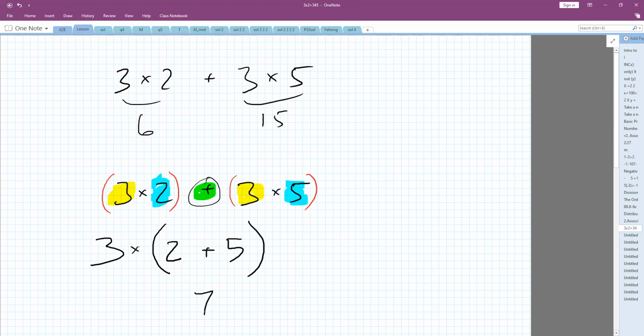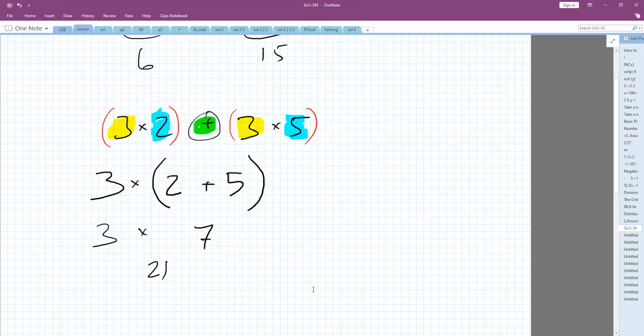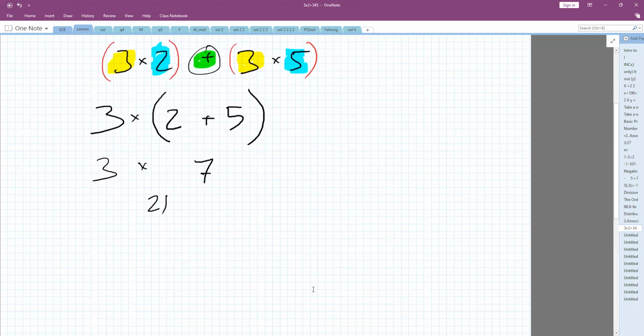21. 21, because see, this is 7, right? And then we have multiplied with 3. So it is also 21. This is the example how you do this calculation by using something so-called distributive property.